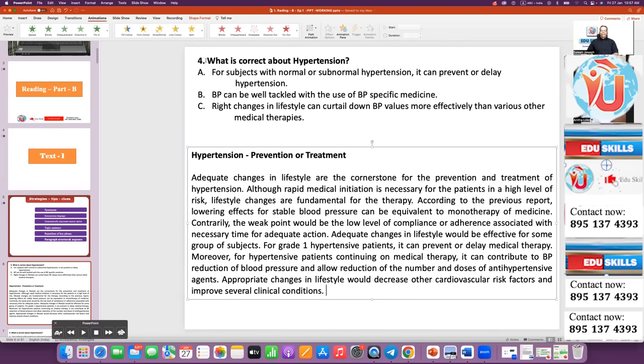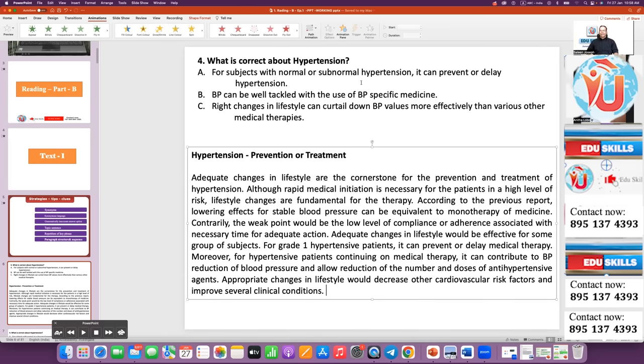Now let's take just the question. And what is correct about hypertension, they are asking. The first option says, for subjects with normal or subnormal hypertension, it can prevent or delay hypertension. Can somebody tell me what is wrong with this option? It can be straight away eliminated without reading anything. Grammatically incorrect, brother. Exactly. Grammatically incorrect sentence. It doesn't make any sense.